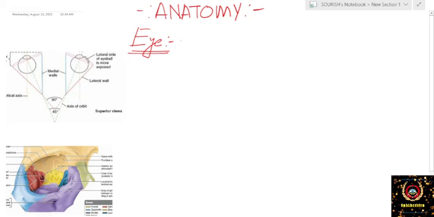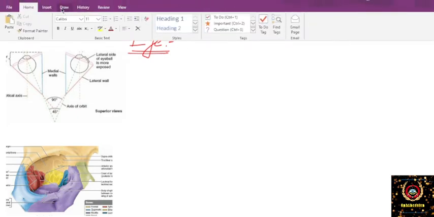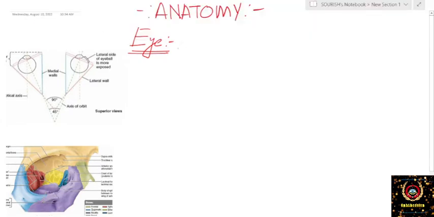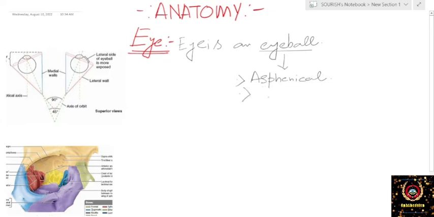In anatomy of the eye, we'll have to know about the definition of the eye. So eye is an eyeball. Okay, eye is an eyeball, that is, remember these points, very important: aspherical. Second point is oblate spheroid. Third, cystic in consistency.